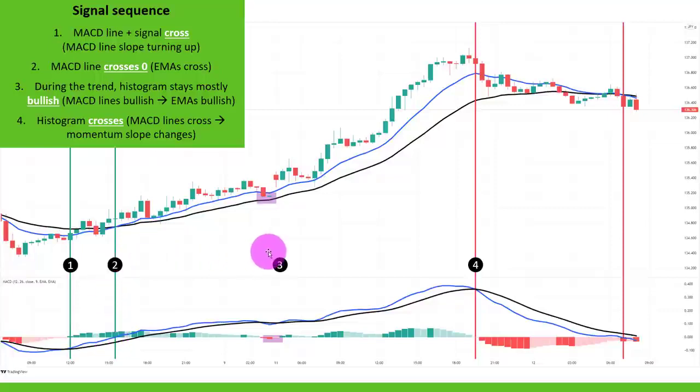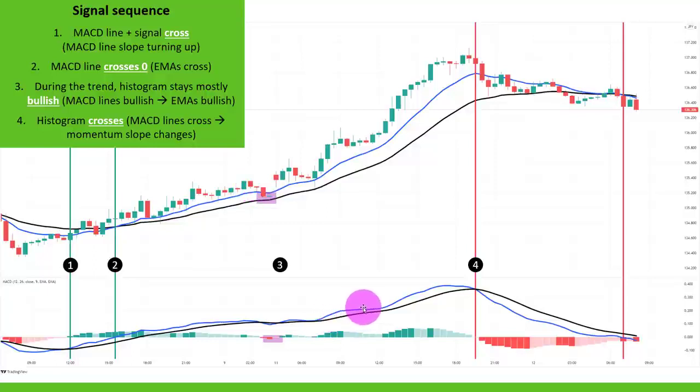Point 3 shows you that during the trend, the histogram stays mostly bullish, so mostly green. However, during consolidations that maybe take a little bit longer or go a little bit deeper, there can be short-term changes in the histogram as well. So that is quite common. It's not always going to be all the way green during a trending market on the histogram. It depends a lot on the strength and the duration of your consolidations.